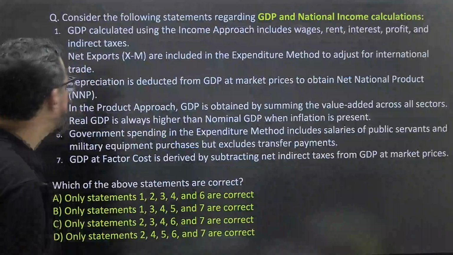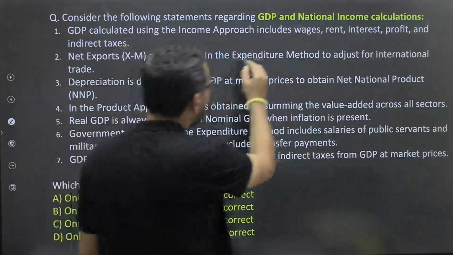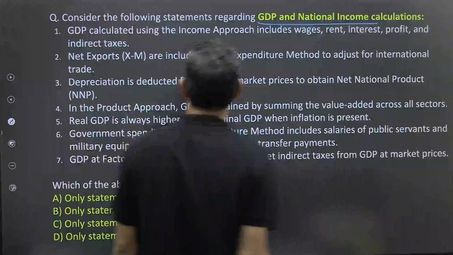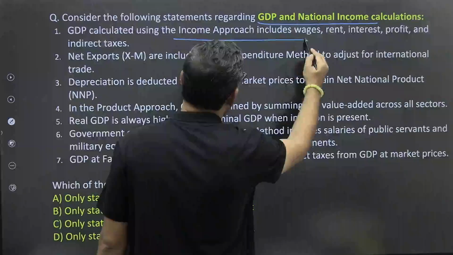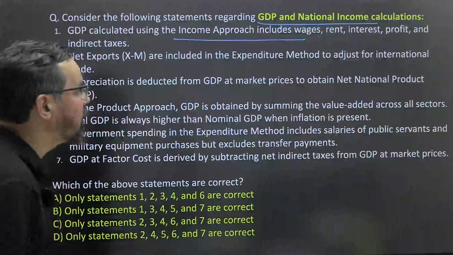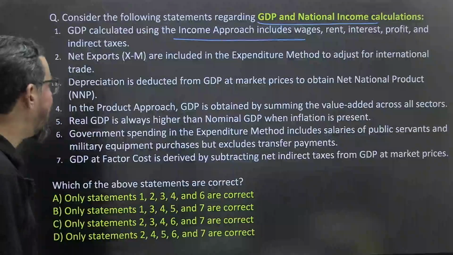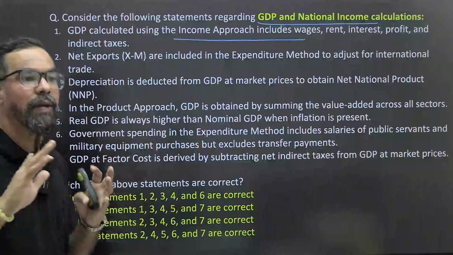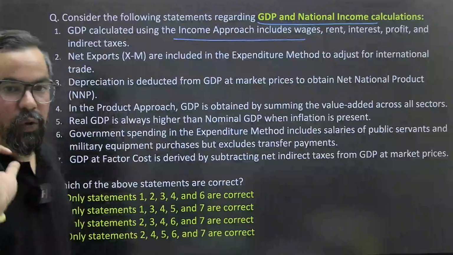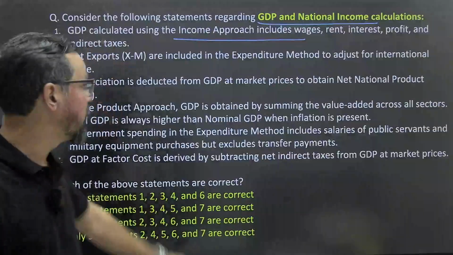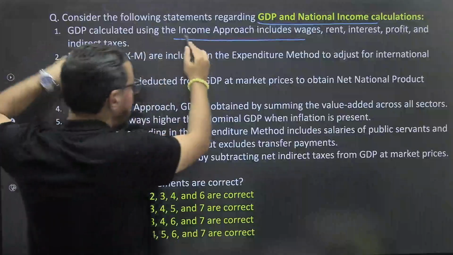Next one. Consider the following statement regarding GDP and national income calculation. GDP calculated using the income approach includes wage, rent, profit and indirect taxes. It is about how we calculate GDP. So we have three methods: income approach, production and expenditure method. So the statement is around the income approach.